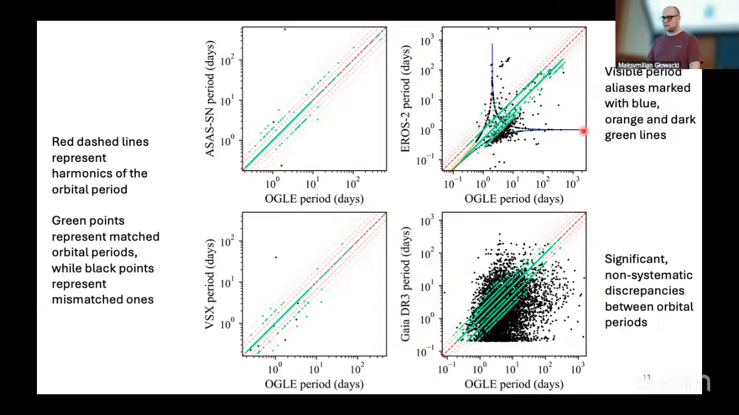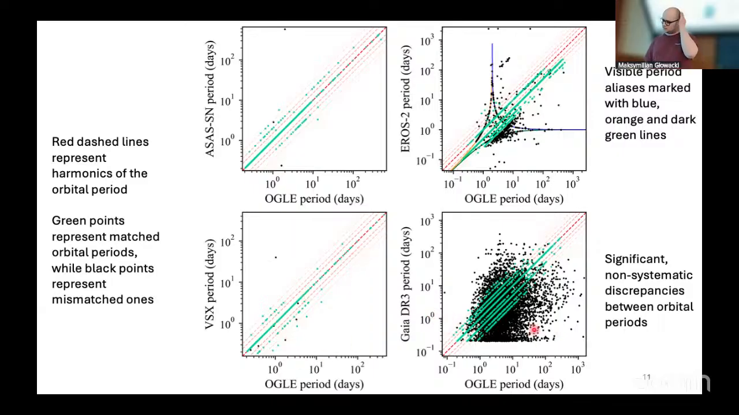What was also interesting to observe for the EROS-2 dataset is that we found points aligning in a specific pattern. So for this one dataset, we observed some period aliases, here labeled with green, orange, and blue lines. For VS6, there was a very good match.